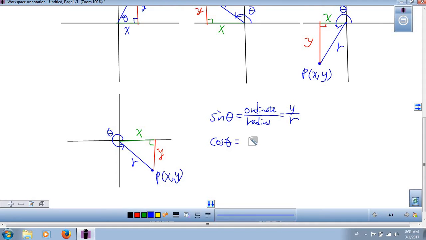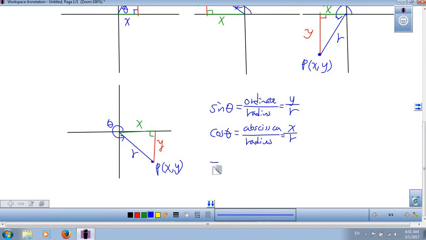Excuse me. Cosine theta is going to be the abscissa divided by the radius. It's the adjacent leg divided by the hypotenuse, so it's x over r. So you have to think about what's adjacent. Well, adjacent is going to be x. x is adjacent, and then r is the hypotenuse. So that's what sine, cosine, and tangent will be defined as. Tangent in this case is going to be the ordinate divided by the abscissa, which is going to be y over x.